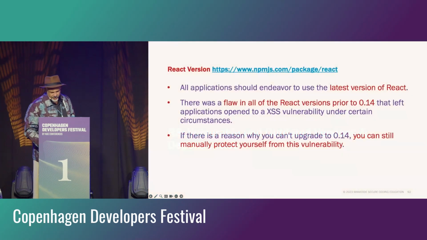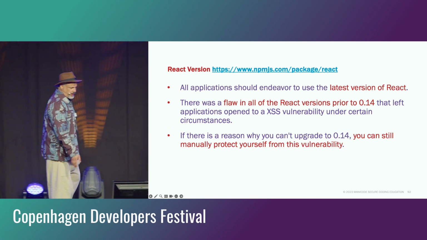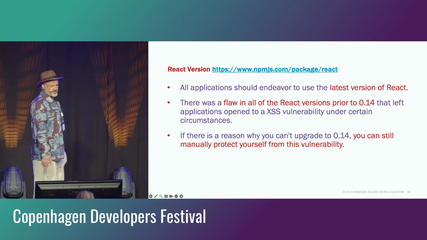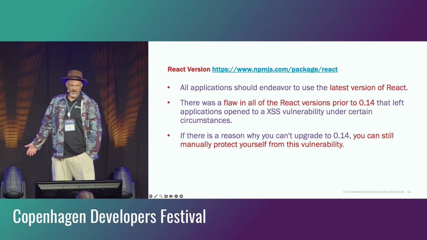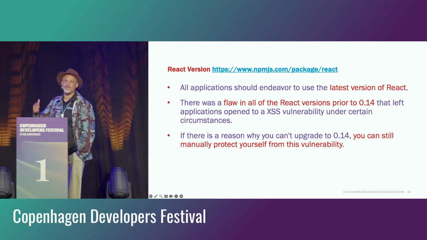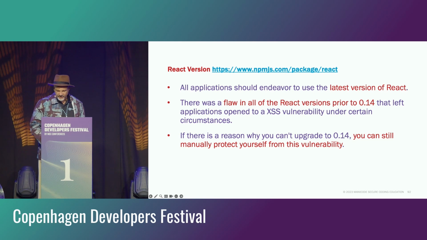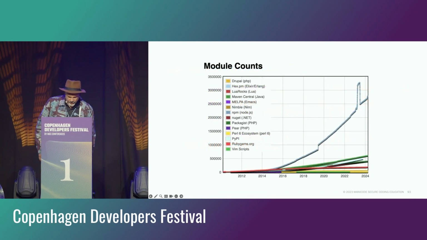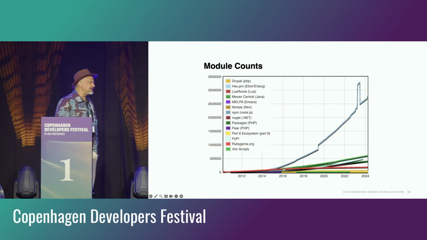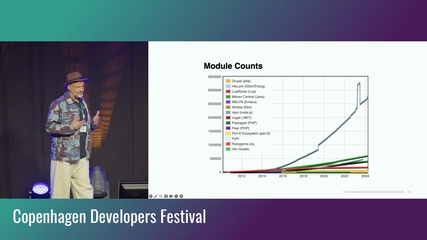So let's look at third-party libraries, right? In the world of React, all apps should try to use the latest version of React, right? We saw a flaw back in 0.14. I still see people using that version of React in the legacy world. And also the other problem here is that we see a variety of different JavaScript modules added on a daily basis.